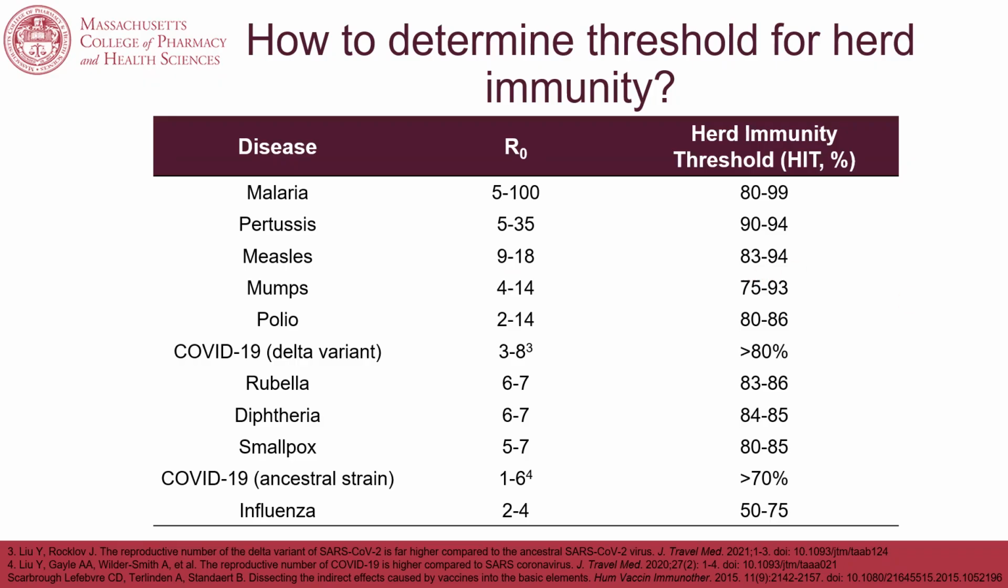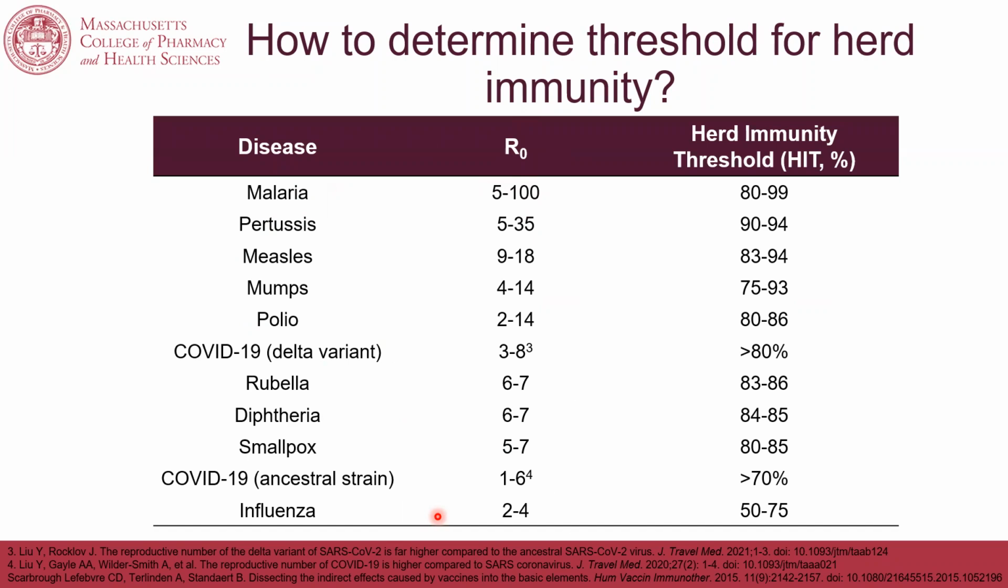Essentially, the higher the R naught value, the more infectious the pathogen is, and the higher the herd immunity needs to be, and the higher the vaccine coverage needs to be. And so that's why I organized this table from highest to lowest, with the most infectious diseases up here to the lowest.